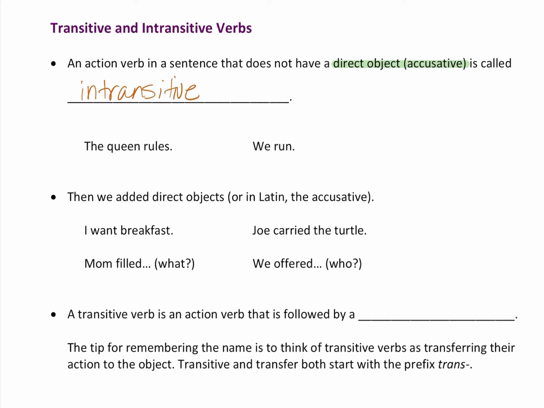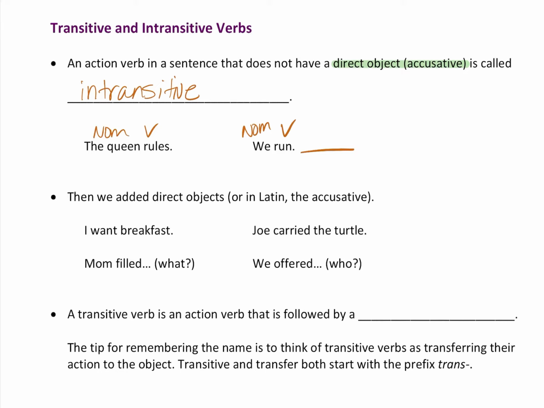The queen rules. I've got my nominative here and a verb. I don't need an accusative. It makes complete sense. Clauses can also have a subject and a verb, but they don't make sense on their own, but complete sentences do. I don't need to know what the queen rules in order for that sentence to make sense. Also, we run. This is a nominative, our pronoun, and it's our verb. I don't need to know what we run in order for that sentence to be a complete sentence.